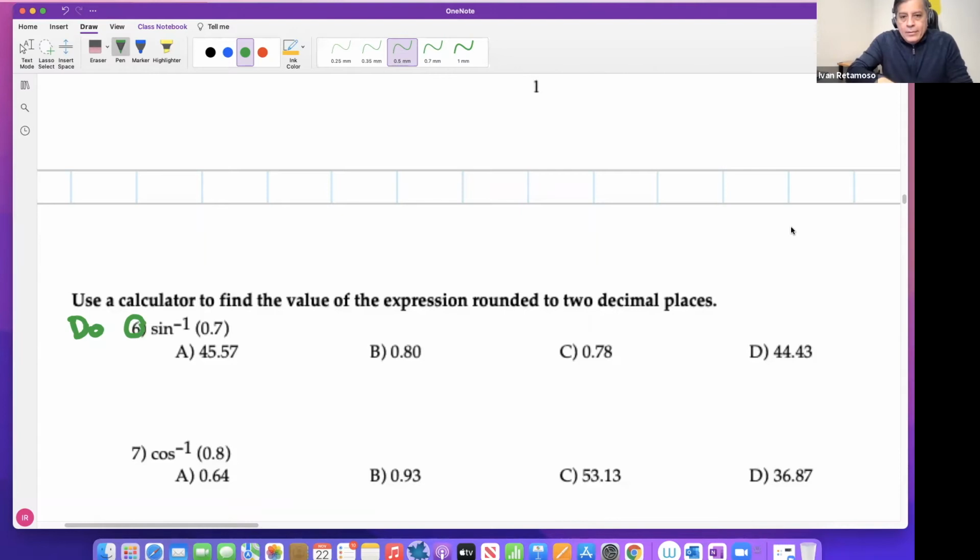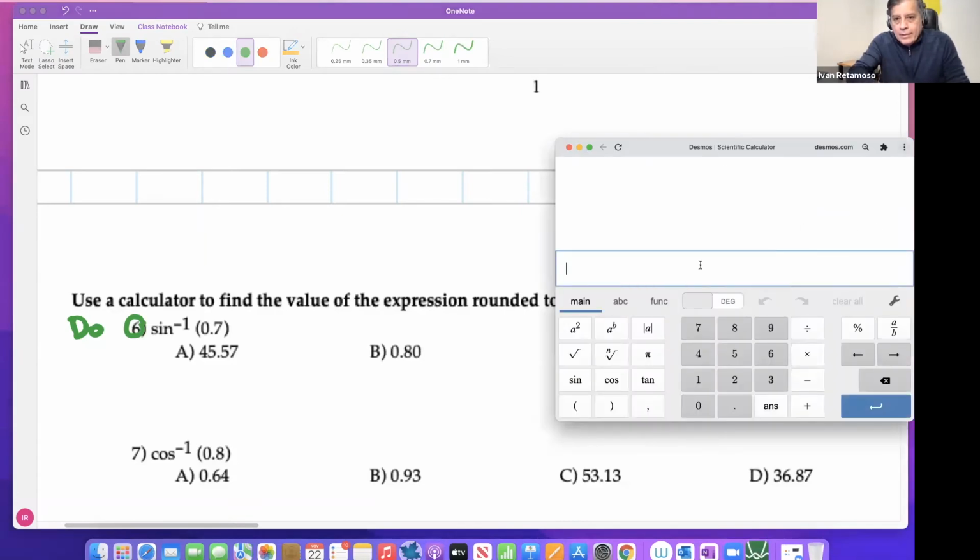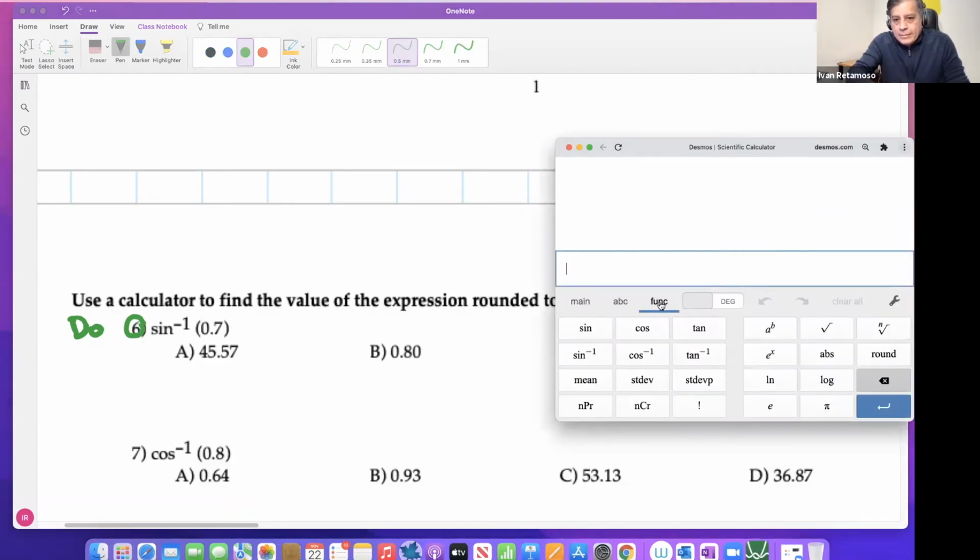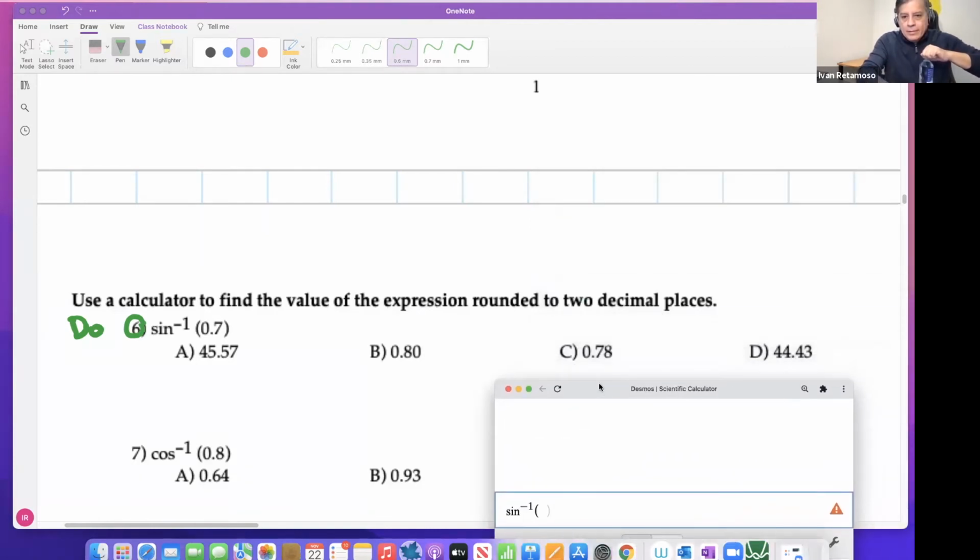A hint, use your scientific calculator. Look for the function sine inverse. Remember, this should not be confused with exponent. It's sine inverse, not sine raised to -1. It's the inverse function of sine. So use this function. Go ahead, guys, try. And let us know if you figure out the answer. Let me show you the choices here.